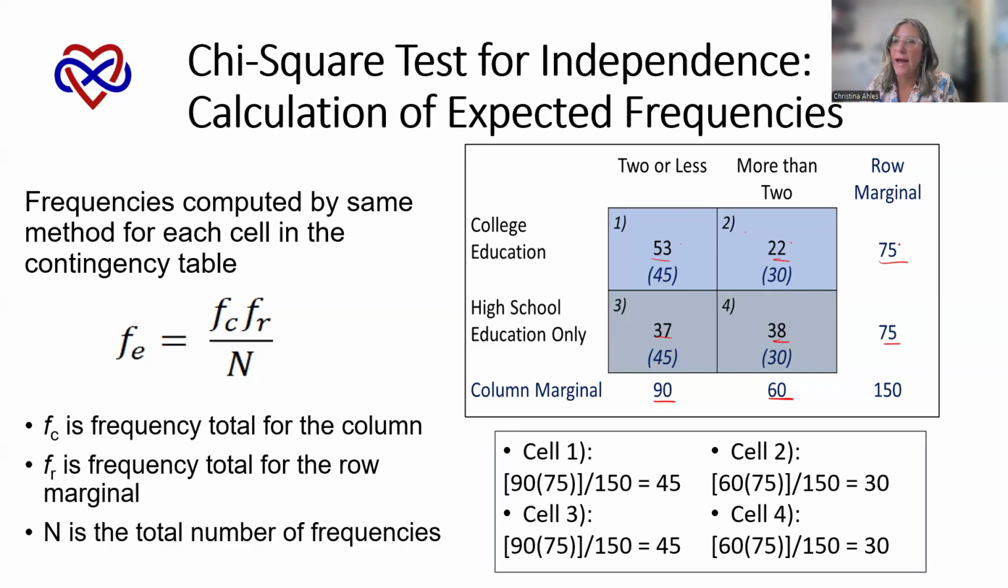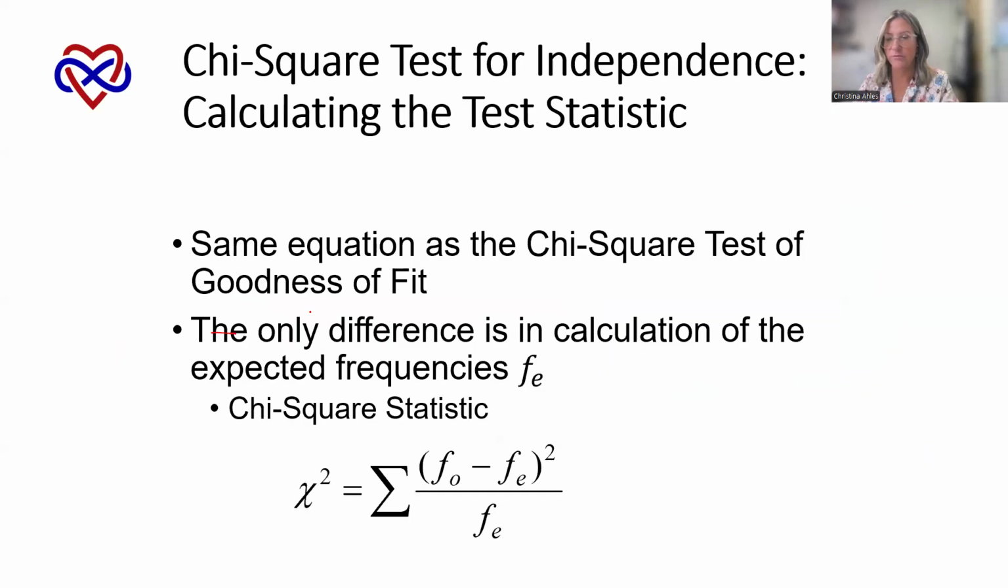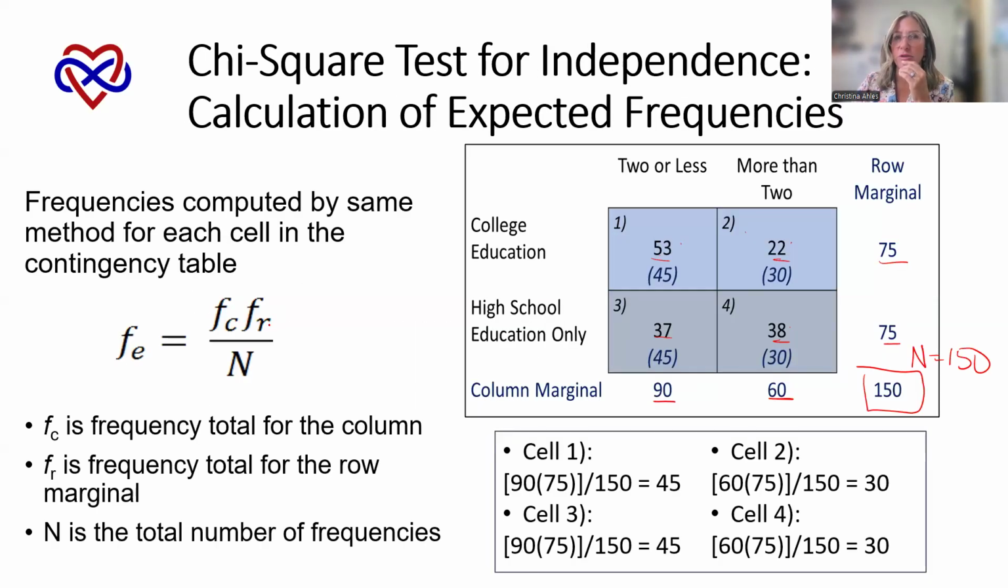Now, either way, if you add the row marginals or the column marginals, it should equal 150. And that 150 is your total sample size for the whole study. How many people participated in that entire study? Once you get those column and row marginals or totals, you can get your expected frequencies. To get your expected frequency, you're going to multiply your column marginal times your row marginal for that category.